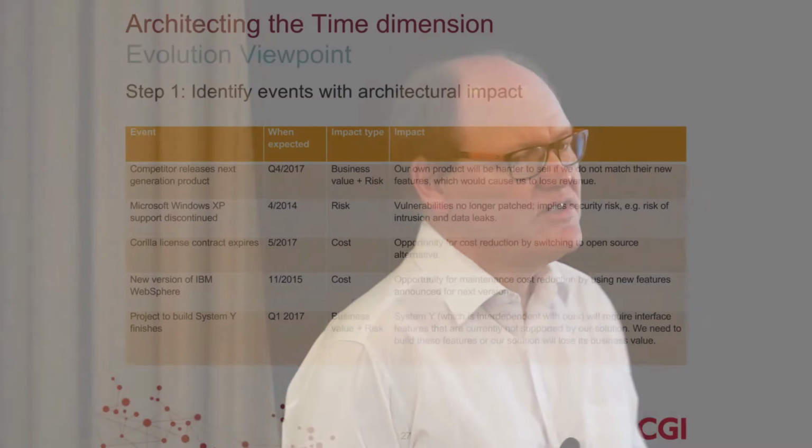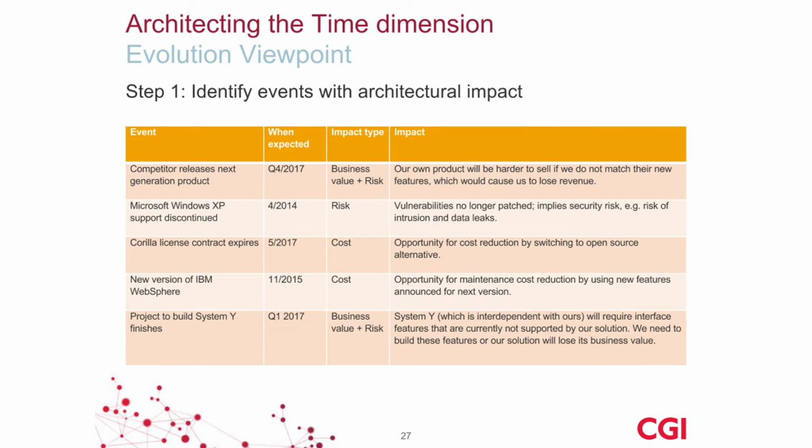So we have to know this. We have to identify events with architectural impact that we can predict. Now, of course, the accuracy of that prediction can be good, or it can be not so good. Let me first talk you through the examples here.